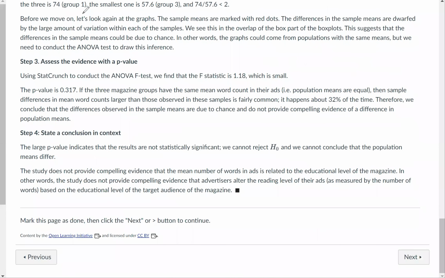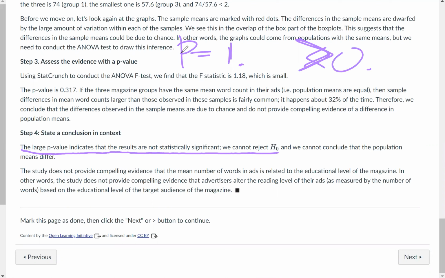So now we'll state the conclusion. Okay. The large p-value indicates that the results are not statistically significant because p, what was it? It was 0.317, which is definitely greater than 0.05, which we were assuming alpha would be. So we cannot reject the null hypothesis, and we cannot conclude that the population means differ.